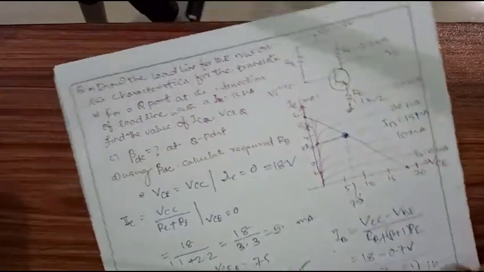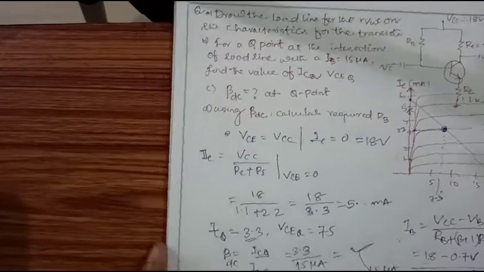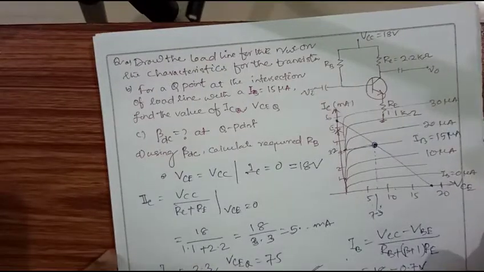Okay, so this is all about your emitter bias configuration. In the next class, we will see the voltage divider configuration.